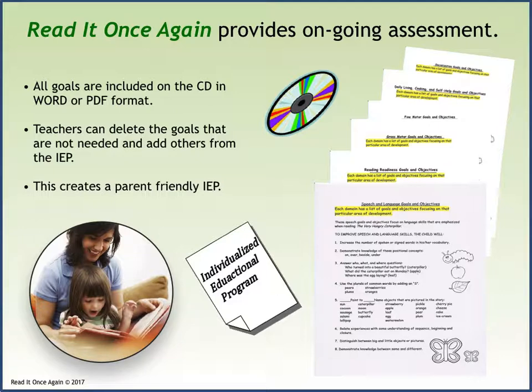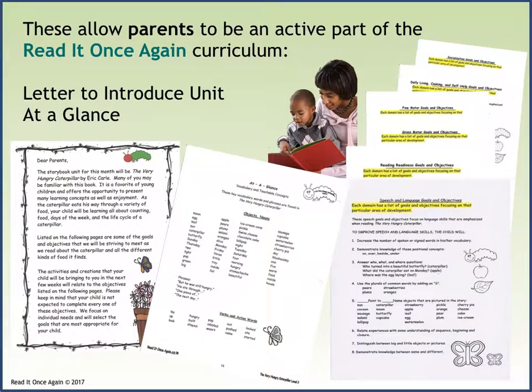The next section, following the Music and Rhyme tab in your unit, will be Assessment Tool and Parent Letters. In this section, you will find a parent letter to introduce the unit, along with a copy of the goals listed for each of the domains. In the CD that is included with every unit, you will find the letter and goals included in PDF or Word format. In the Word format, you are able to amend the goals listed in each domain. You may add or delete goals as desired so that it matches your student's IEP. Sharing goals with the introductory letter invites parents to be an active part of the Read It Once Again curriculum.